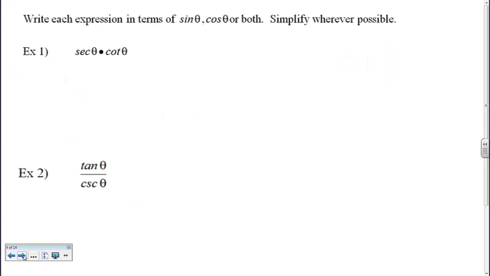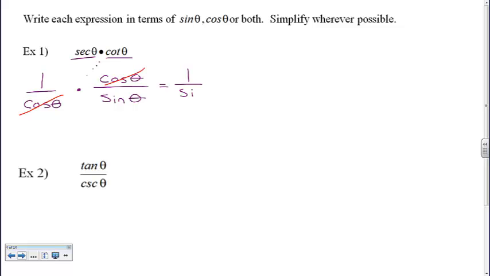In these examples, we're asked to write each expression in terms of sine theta and cosine theta, so this means we're going to have to rewrite the reciprocal functions. We know that secant of theta is equal to 1 over cosine of theta, and we're going to keep the operation between the two, in this case, multiplication. Then we rewrite cotangent of theta as cosine of theta over sine theta, which we learned from the previous example. The cosine of theta cancels out in the numerator and the denominator, and we're left with 1 over sine theta when we multiply through. This is our answer.